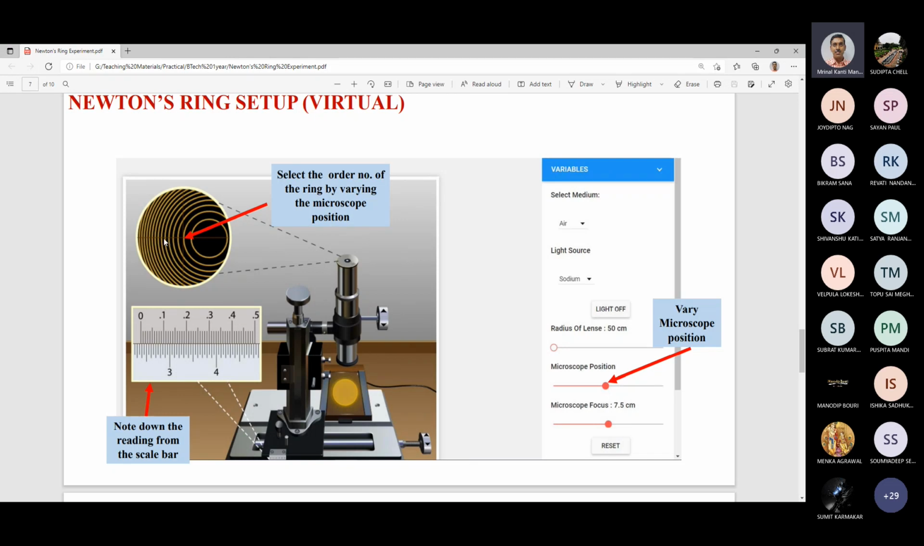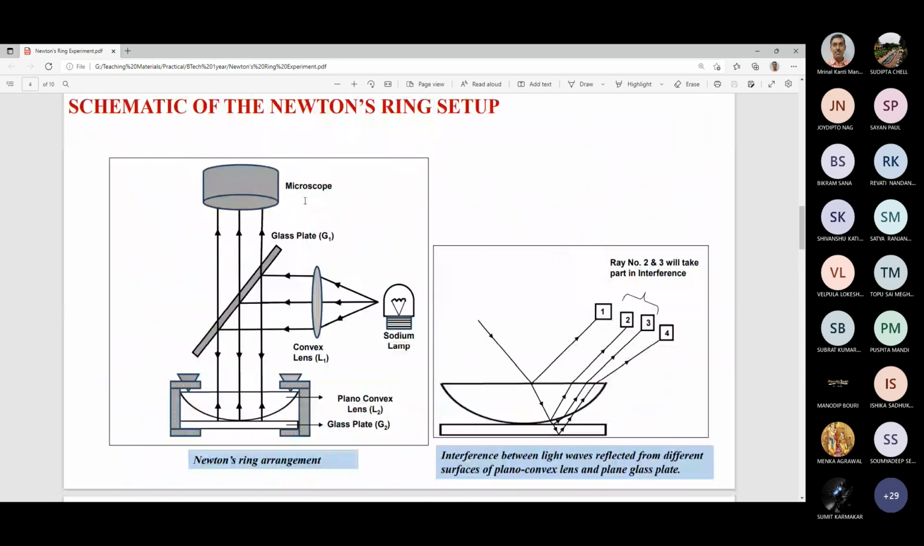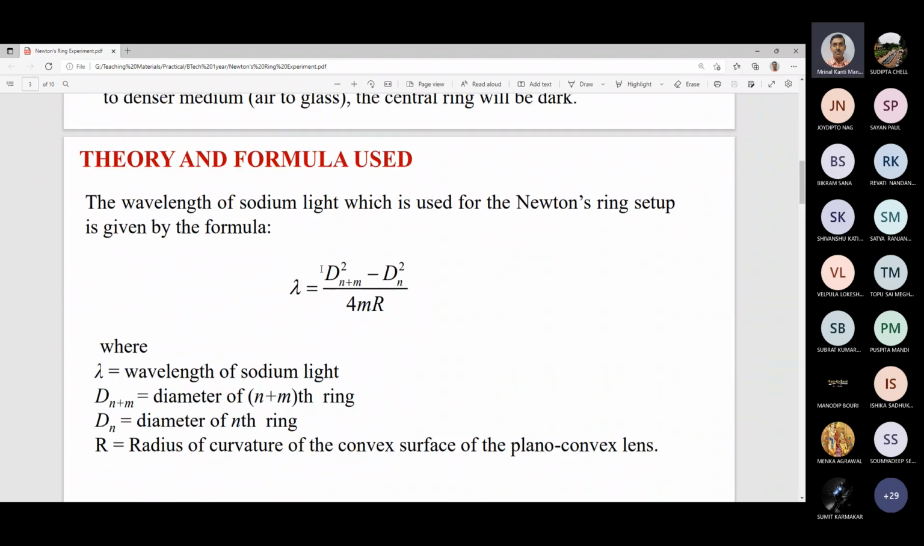Then we come to the 6th position, that is n plus m equal to 6, where m equals 4. We take the left side reading and then go to the right side reading of the 6th ring. We take the difference of these two, which is the diameter D n plus m. Then we take the difference of the squares, and divide it by 4 into m, whose value we know, and capital R.